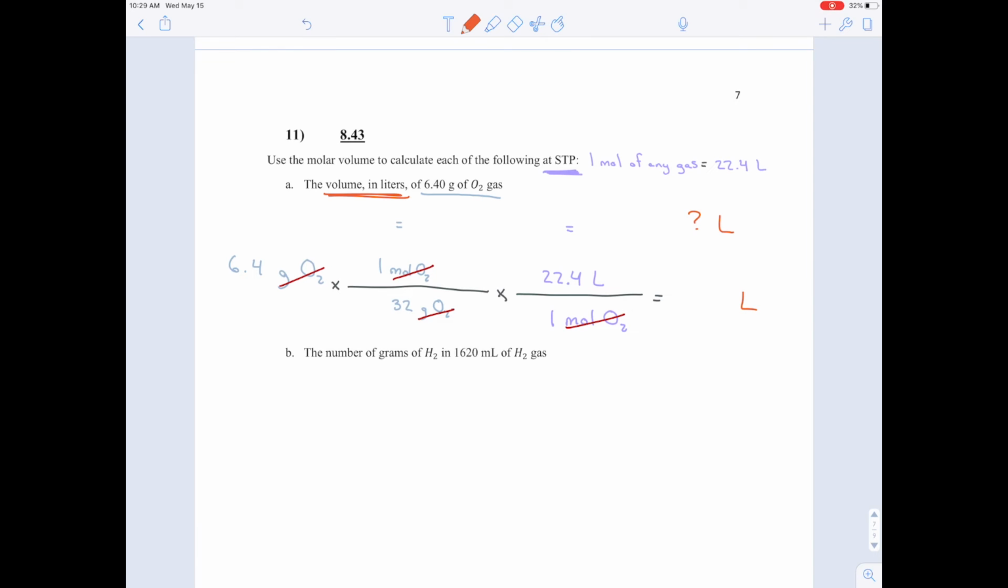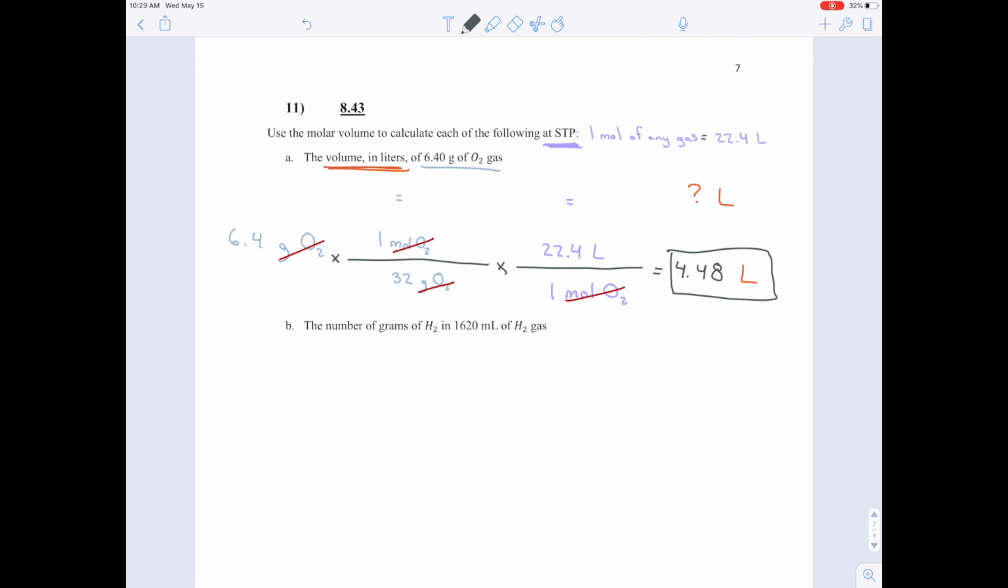And now we just have to plug this into a calculator. So the way you do that is you take 6.4 times 1, enter, divide by 32, enter, times 22.4, enter, divided by 1, enter, and you should get 4.48. So if you weighed out 6.4 grams of O2 gas, at STP that would take up 4.48 liters.